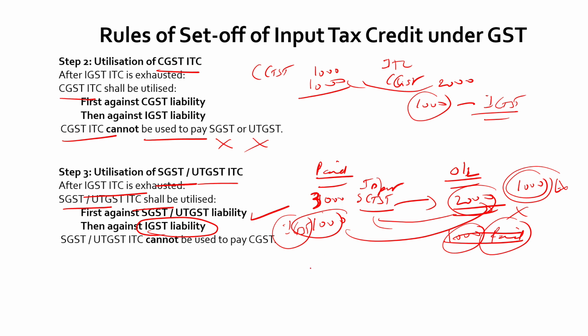Basically, if we summarize, IGST first needs to be exhausted, then we go for CGST, and then we go to SGST. But cross utilization is not available, and IGST can be utilized to set off both of these. So with this, I have just explained the basic concept of set off of input tax credit. For the next class, we will try to understand this in a more practical manner by solving problem number 1 of set off of input tax credit.